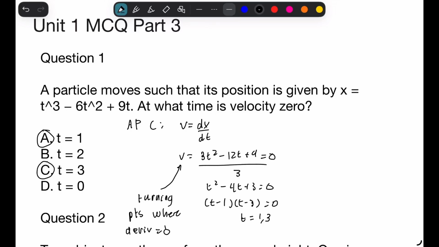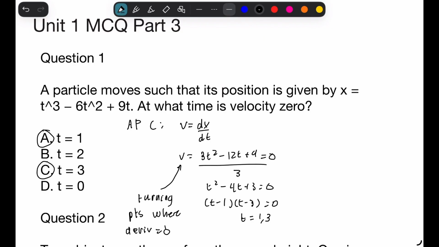In this video, we're going to be going over part 3 of a Unit 1 Kinematics MCQ practice for AP Physics 1. So we have question 1: a particle moves such that its position is given by x equals t cubed minus 6t squared plus 9t. At what time is the velocity equal to 0?